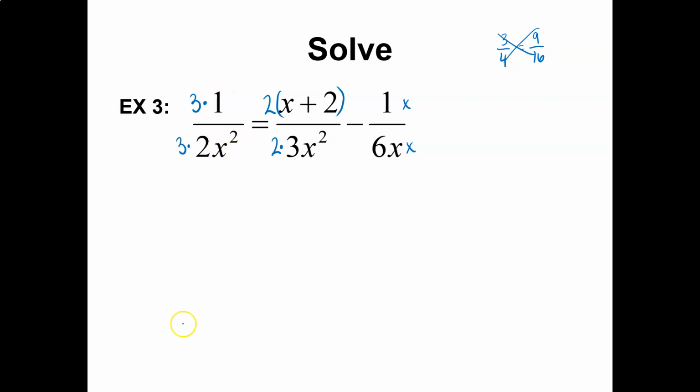So, these problems can get long sometimes, so I usually try to shortcut as much as I can. All of those are going to equal 6x squared, correct? Are you guys okay if I just go ahead and do that? Mark them out now instead of writing them on the next step. So I've got 3 equals 2x plus 4 minus x.